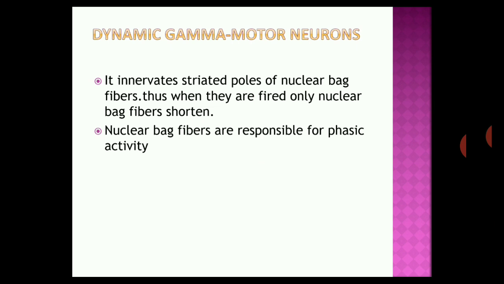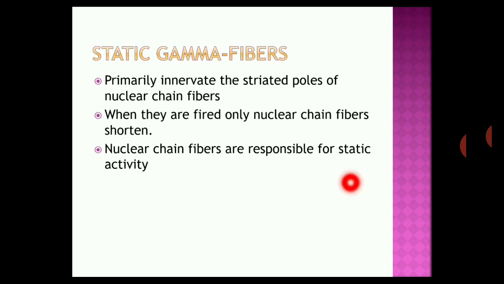Dynamic gamma motor neurons innervate the striated pole of nuclear bag fibers. Thus, when they are fired, only nuclear bag fibers shorten. Nuclear bag fibers are responsible for phasic activity. Static gamma fibers primarily innervate the striated pole of nuclear chain fibers. When they are fired, only nuclear chain fibers shorten, and nuclear chain fibers are responsible for static activity like maintenance of posture.